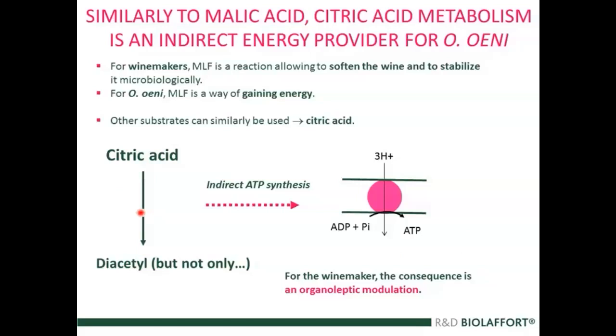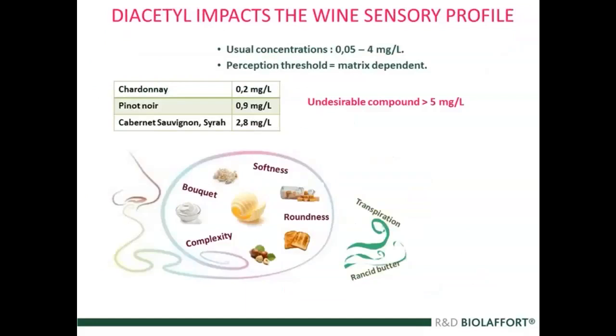For the winemaker, the consequence is an organoleptic modulation through citric acid metabolism, because diacetyl is a molecule that is able to bring buttery notes to the wine. More generally, it will bring softness, roundness, complexity, and participate to the bouquet of wine. But this is very dependent on the concentration it's present in wine.